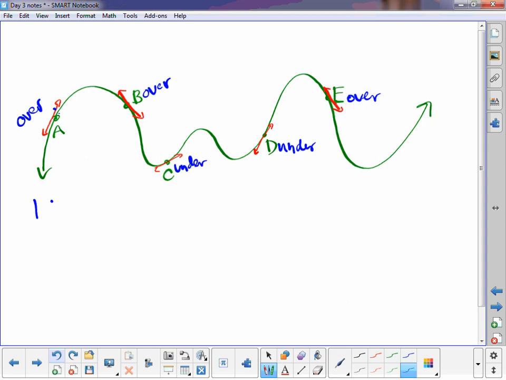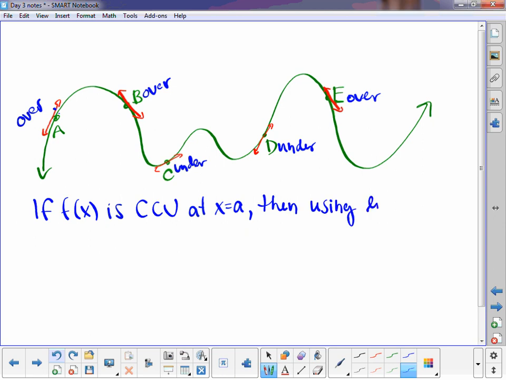So if our function is concave up at the point in question, then using linearization will result in an underestimate.